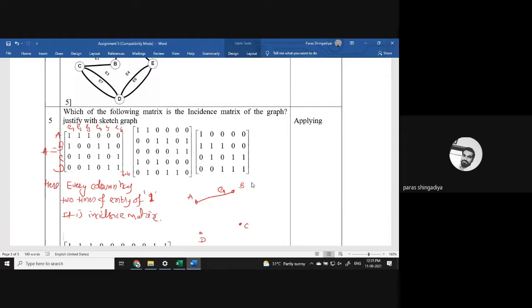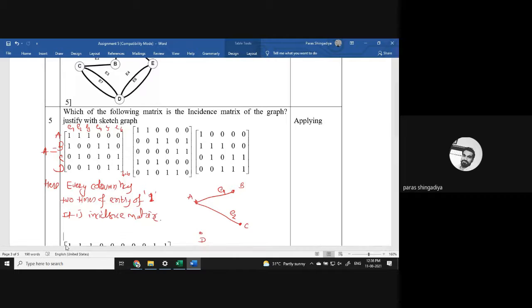So in the second column entries of 1 are mapped in between A and C. Okay. First row and third row पे 1 की entry mapped है. So what does it mean? It is mapped in between A and C. So connect A and C and mention the edge notation is E2.